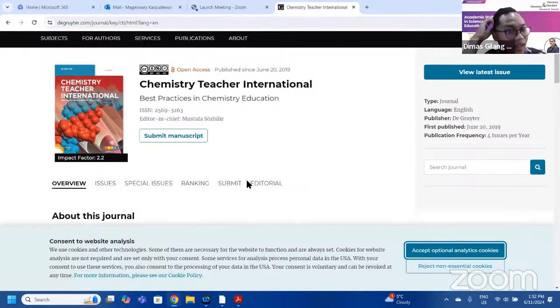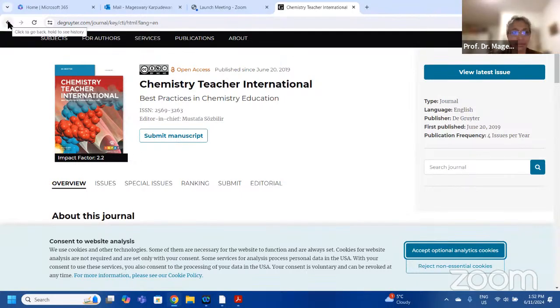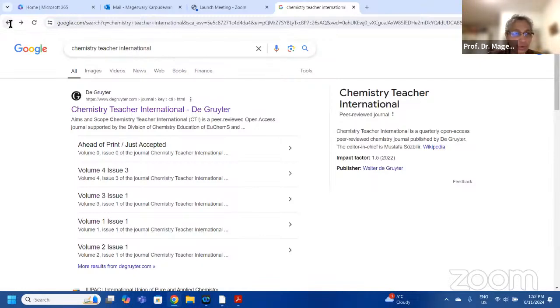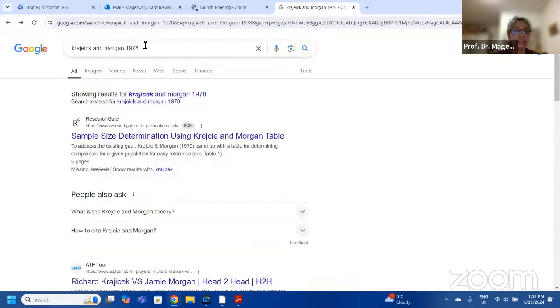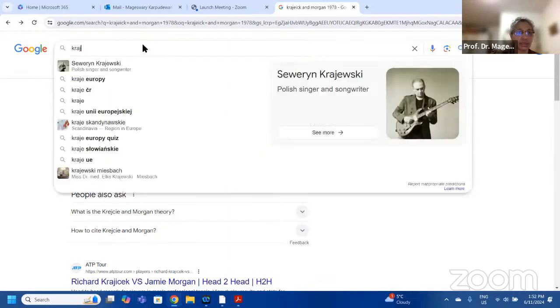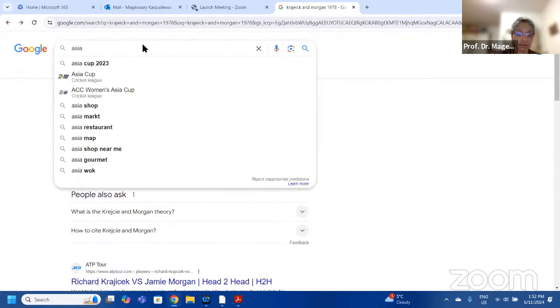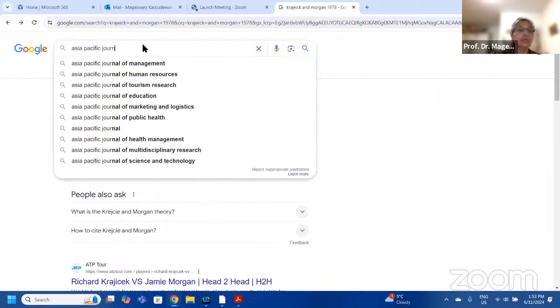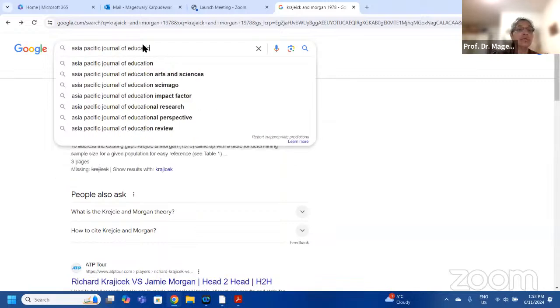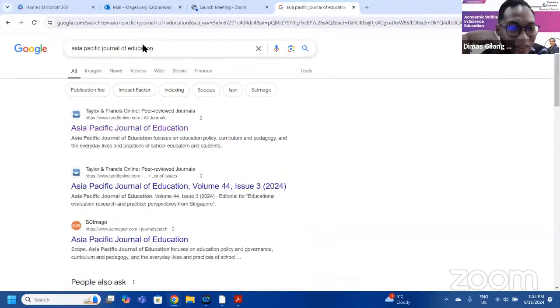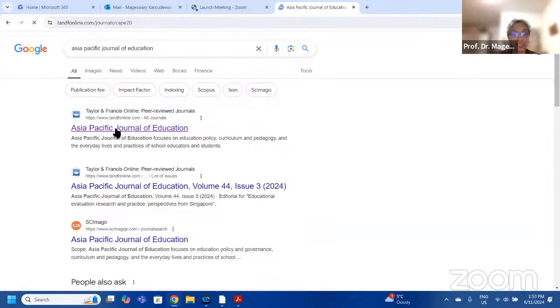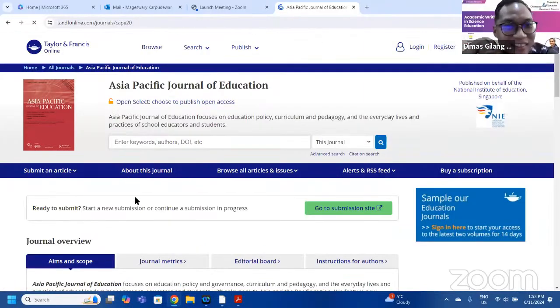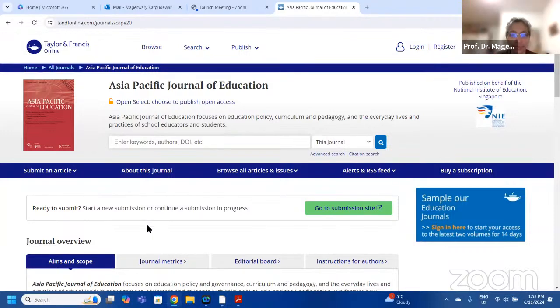You have to pay to publish in this journal. I don't recommend it. I don't want to go for a paid journal. So the other one is ABG, no, not ABG. ABG is from your university, but that one also has a lot of issues, so I won't recommend it. This one is the Asia Pacific Journal of Education.